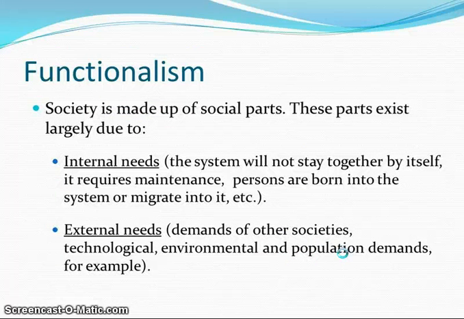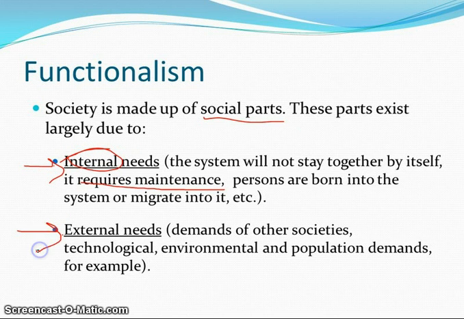Now, the fact is that society is made up of different parts, social parts, if you will, and they exist largely due to either internal or external needs. The internal needs are that the system will not stay together by itself, but that it requires maintenance. And people are born into the system or they migrate into it, but either way, the system requires internal maintenance. External needs suggest that the demands of other societies, or technological, or environmental, or population demands, will change somehow the way that the society exists.